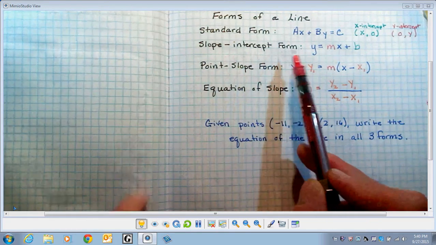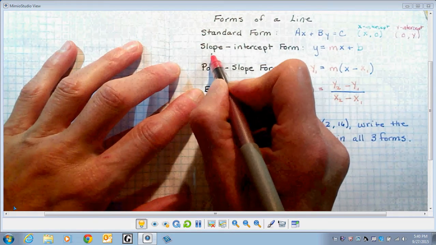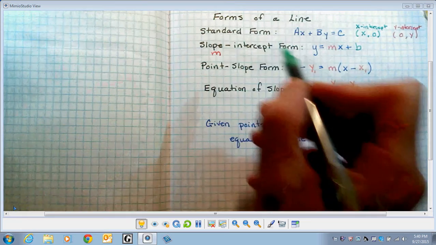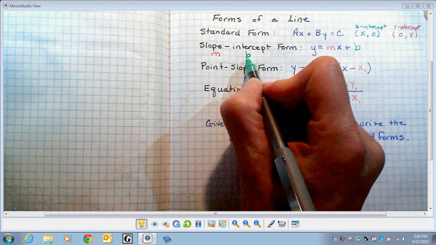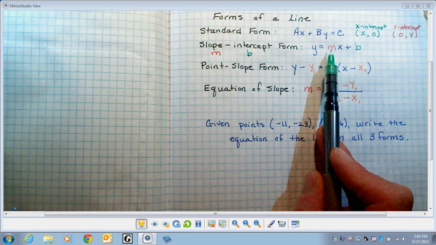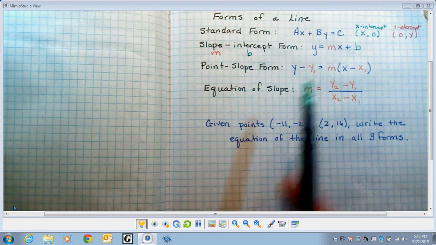Slope-intercept form, y equals mx plus b. Slope is our m, and intercept is our b. That's why it's called slope-intercept form, because looking at the form, I know right away what my slope is, and I know right away what my y-intercept is.